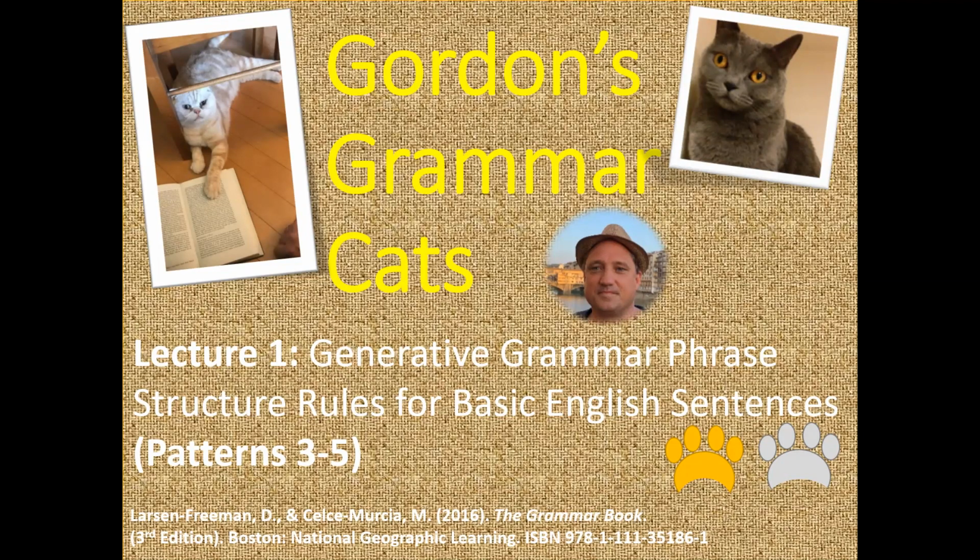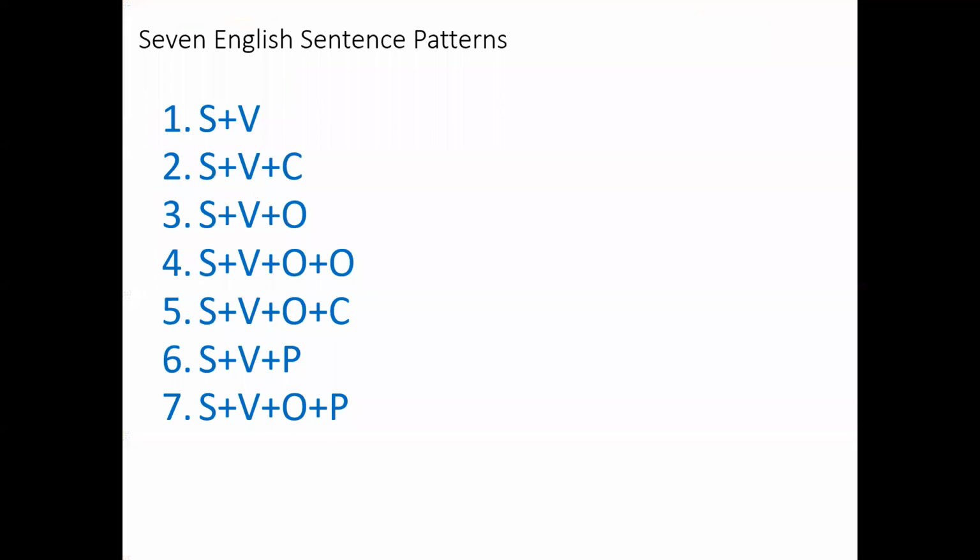So in the previous video, we drew grammar trees for the first two of the 7 basic English sentence patterns shown here. And in this video, we will continue by diagramming the next 3 of these patterns. These are SVO, SVOO, and SVOC.